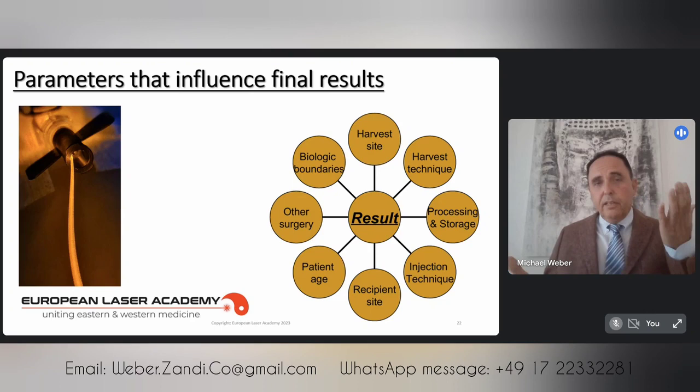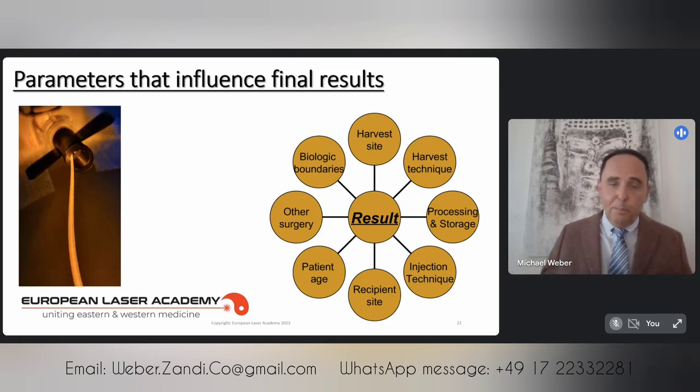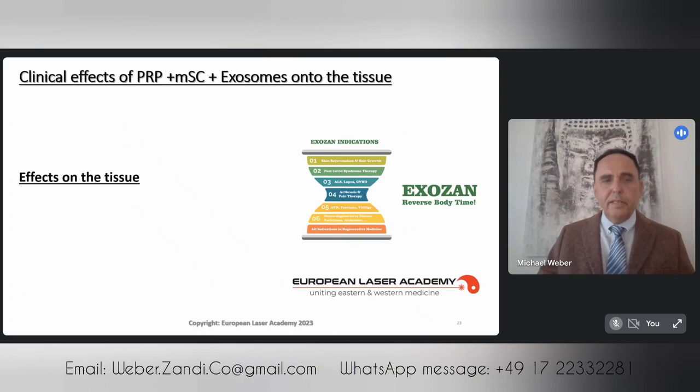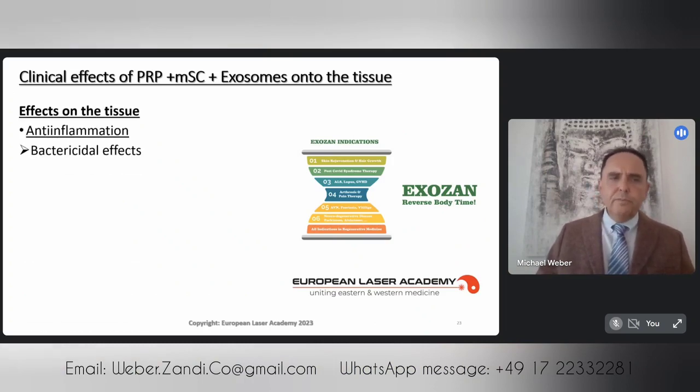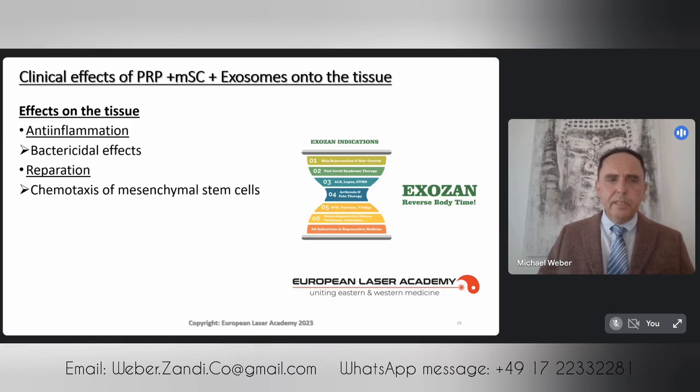And this means having not an acid situation, low pH level, having the right amount of minerals and trace elements, and having the capability of photomedicine. Well, what are the effects on the tissue? As I mentioned before, anti-inflammation, they have bactericidal effects, they have great capacity for reparation, the exosomes lead the stem cells into the inflamed area.